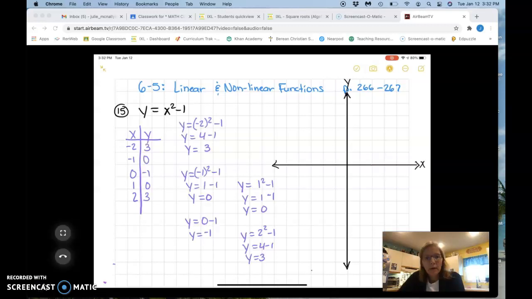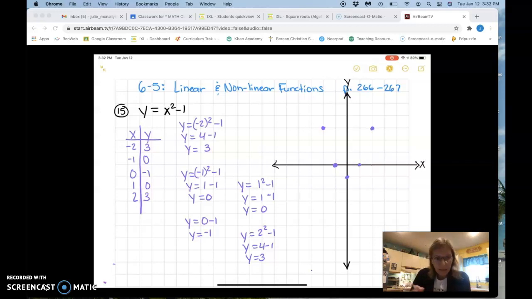Okay, so there we go. I solved all those x values to see what y would equal. I put all those y's in my chart, and now I'm just going to graph each one. So -2, 3, -1 and 0, 0 and -1, 1 and 0, and then 2 and 3.